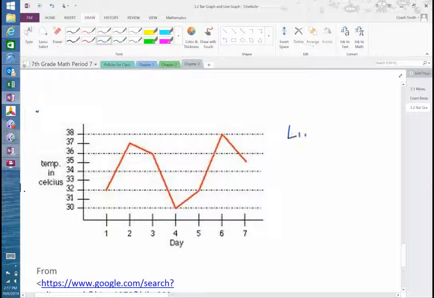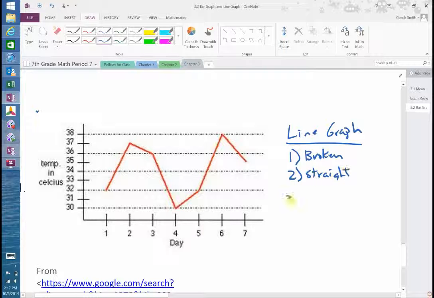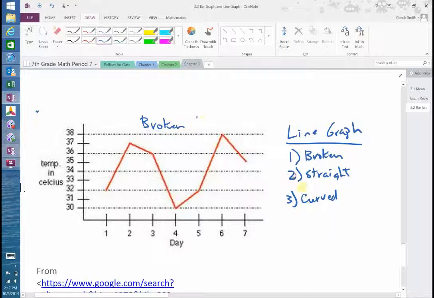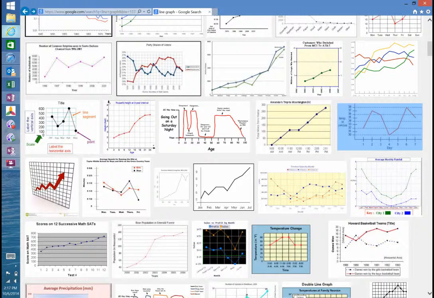This is called a line graph. Okay? There are three types of line graphs. Broken, straight, and curved. Okay, there's three types of line graphs. Broken, straight, and curved. This is a broken line graph. Okay? I'm fixing to show you.